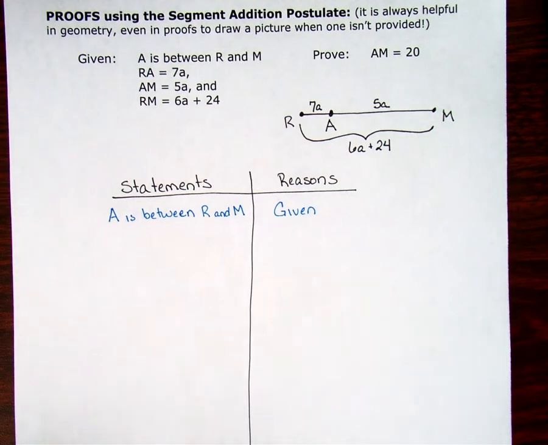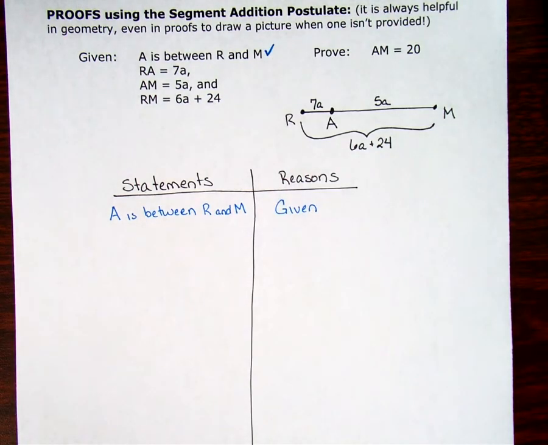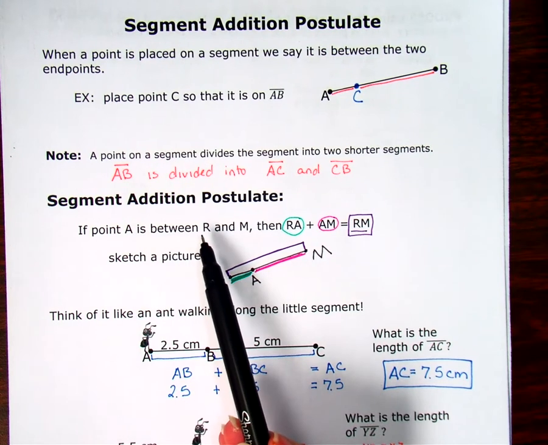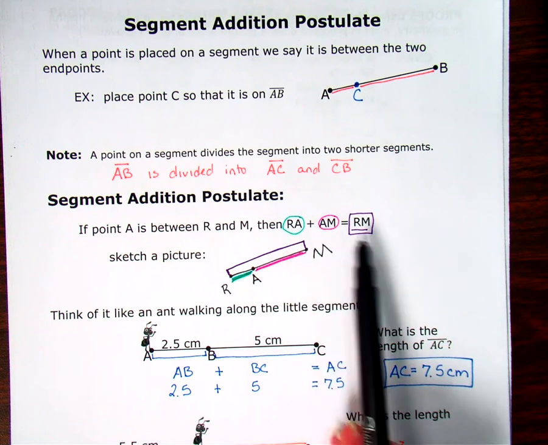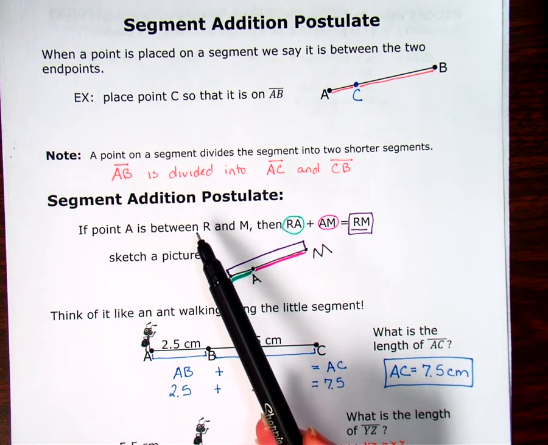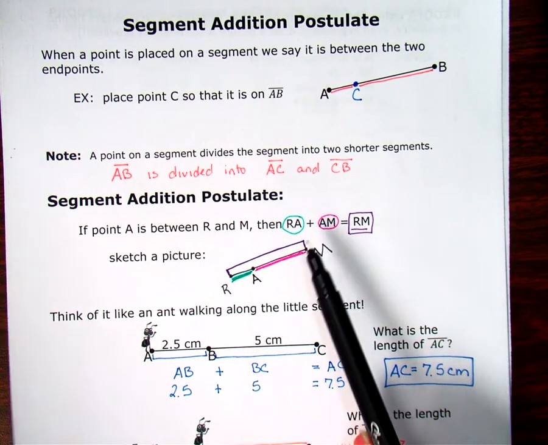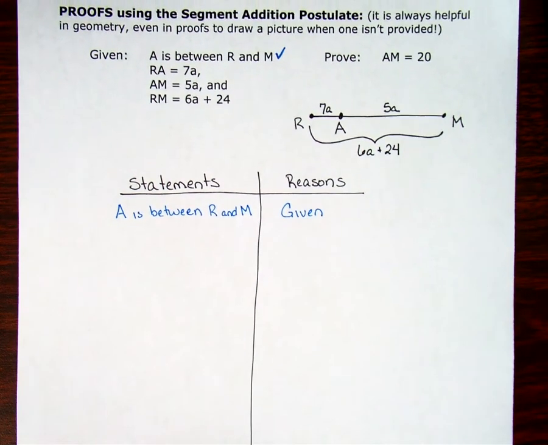Now at this point I can go on and write my other givens, but I'm going to hold off because as soon as I know I have a point between two other points, I can go back to my notes and remember that once I know I have a point between two other points, I know with the segment addition postulate that the two smaller pieces equal the bigger one. So for my segment addition postulate, once I have one point between the other two, I can apply this rule. I do have A between these two points, so I'm going to apply it.